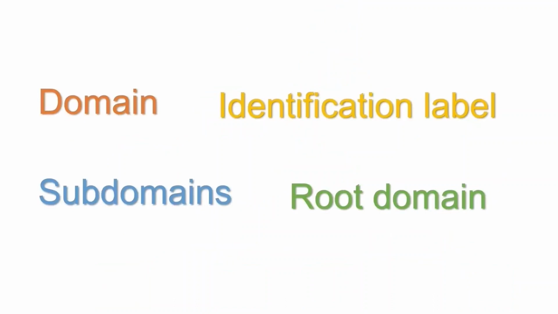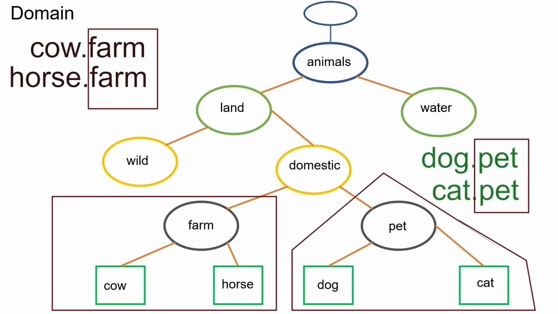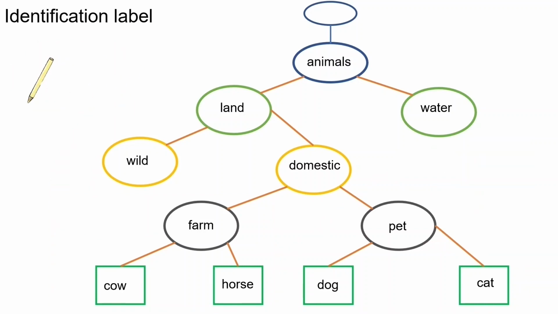A domain is a group of nodes that use the same identification label. In this example database, the cow and horse are the members of the farm domain and the cat and dog are the members of the pet domain. An identification label is the name of a level in the hierarchy.